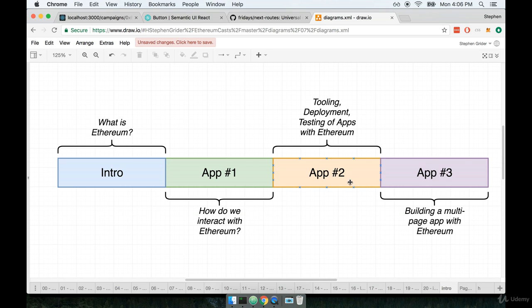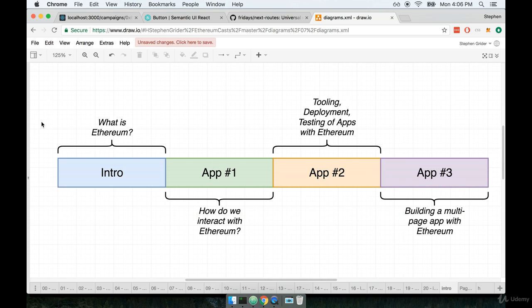We'll then move on to our second application. The second application is going to be significantly more complicated. And in this one, we're going to learn a lot about tooling, deployment, and testing of applications that are built with Ethereum. And then, of course, we'll move on to the last application.